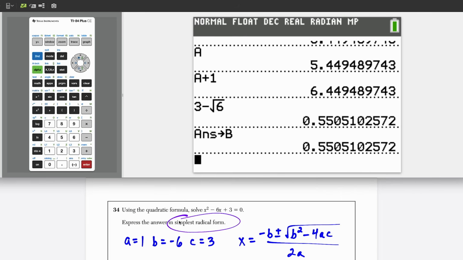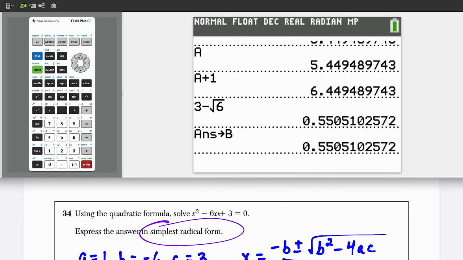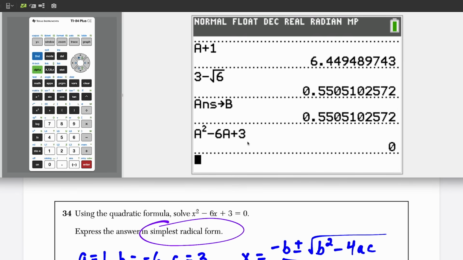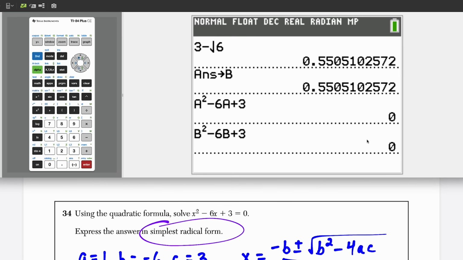And watch what we could do with this. So I'm going to go back to the original question here. So we have the original equation, x squared minus 6x plus 3. And I'm going to do A squared minus 6 times A, and then plus 3. And notice this gives us 0. So the first answer checks out. And then if I do alpha apps to get the letter B, where I stored the second answer, I have B squared this time minus 6 times B, and then plus 3. And this also gives us 0, so those answers are definitely good.